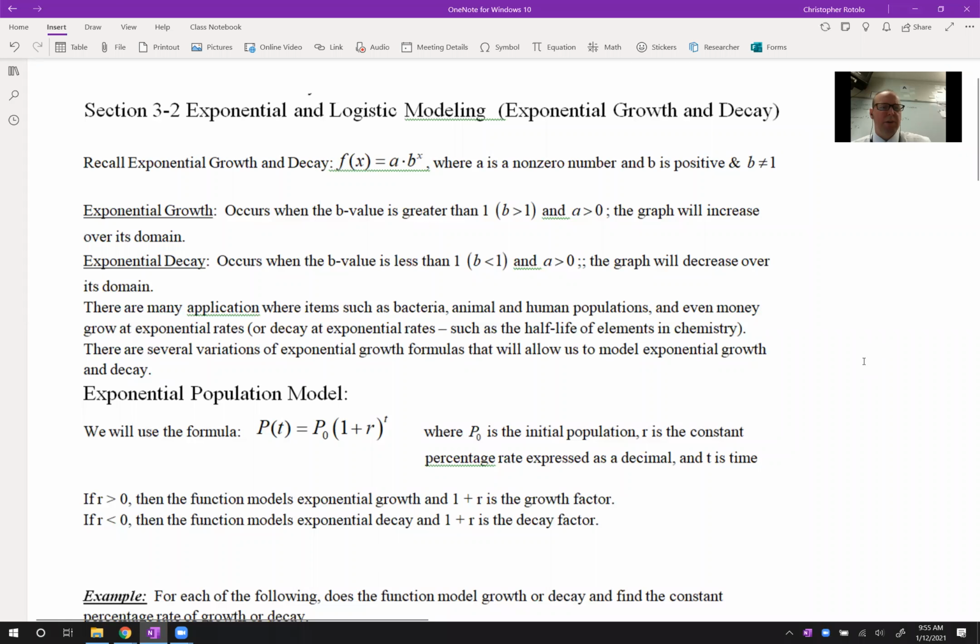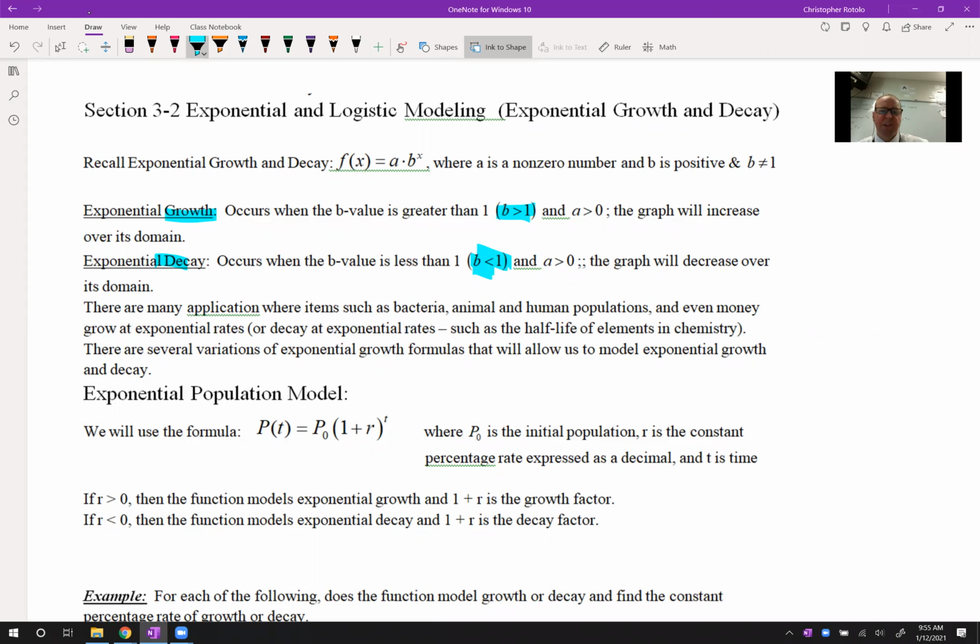Hey, PreCalc, we are going to try and get through some exponential modeling here. I'm just going to grab my highlighter because almost everything is filled in for you here. We know growth is when b is greater than 1. We know decay is when b is less than 1. Obviously, it's still going to be a positive number.